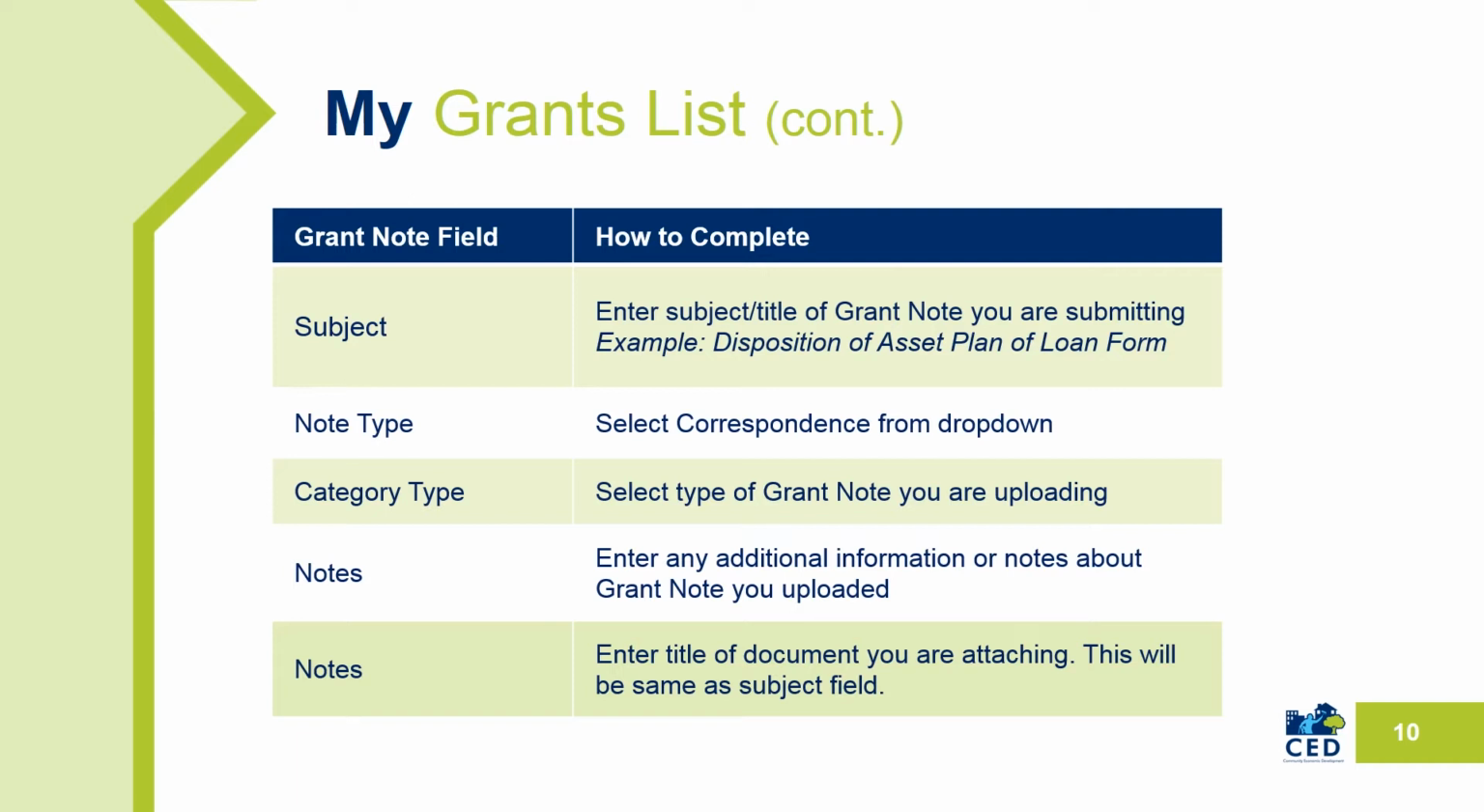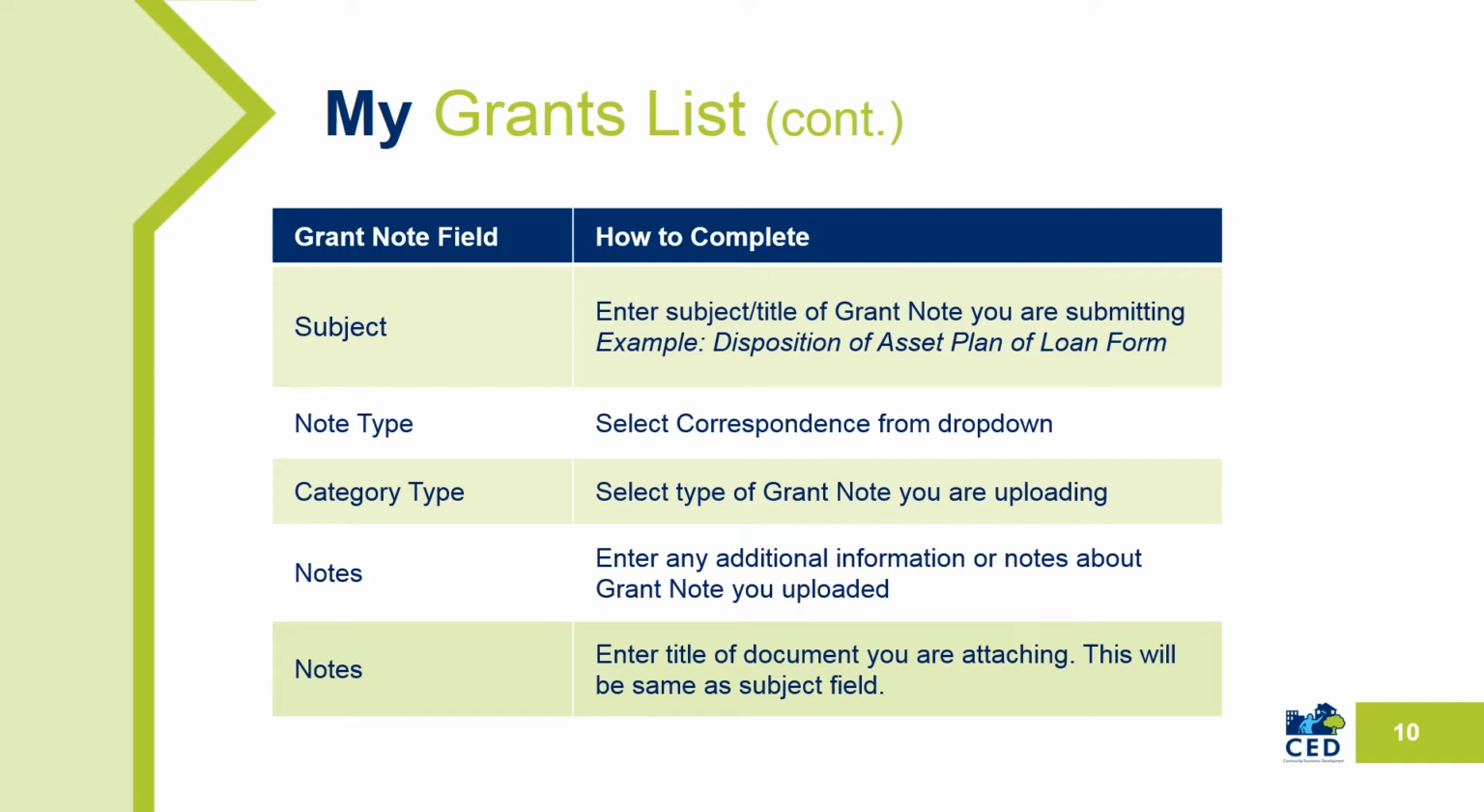The next field is Note Type. This is a drop-down field, and you will select the only option available, which is Correspondence. Selecting this option will notify your program specialist and grants management specialist assigned to your grant that you have added a grant note, so they will know to review it in GrantSolutions.